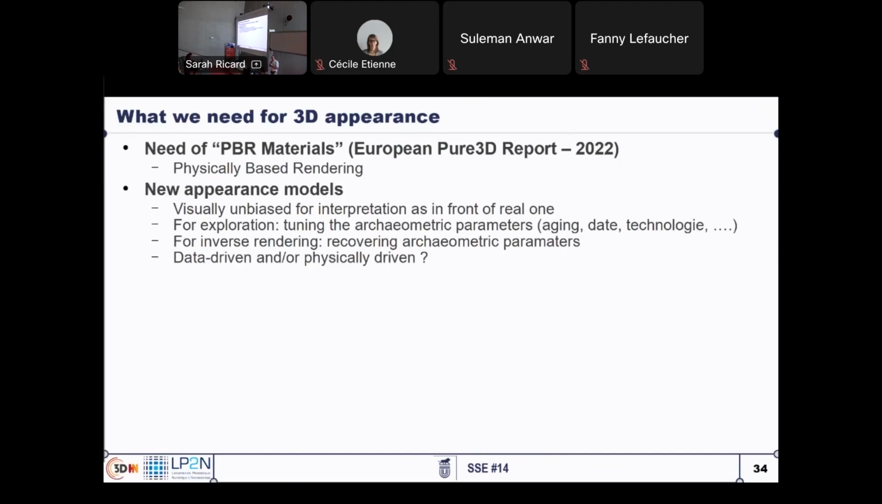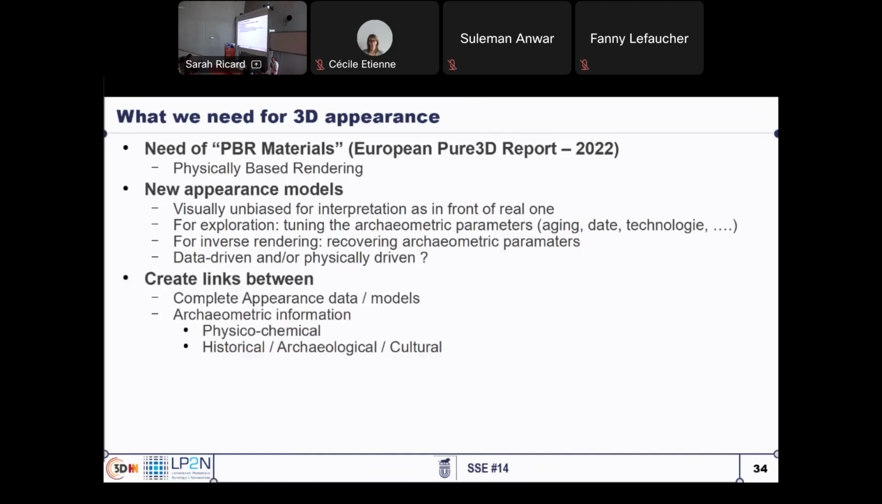What will be interesting for such a model is that we can tune the different algorithmic parameters, for example the aging. We can change the composition, the binders, the paints, the technology, and so on, and see the real effect of the difference. If we have such a model, perhaps we can go back from the appearance to some archaeological parameters. And this will require a lot of data. This is mostly the conclusion of the talk.